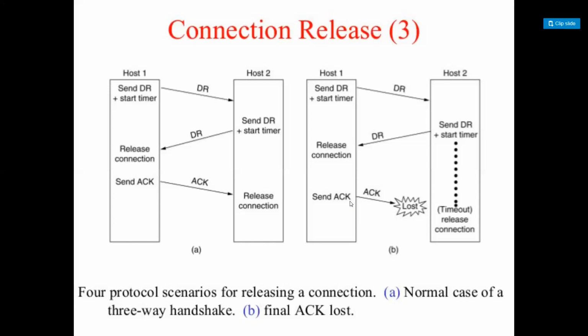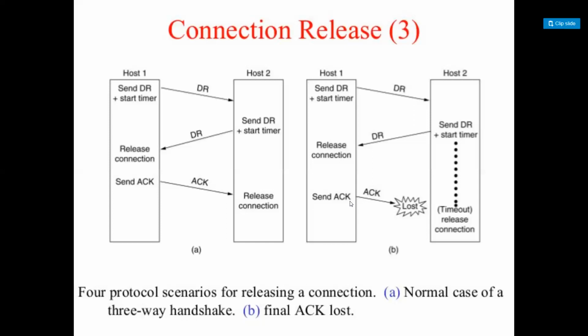This diagram is for releasing a connection. It is a three-step method. First, host 1 sends a DR, disconnection request, to host 2. After receiving the DR from host 1, host 2 needs to acknowledge it. Host 2 also sends a DR to host 1. For the host 2 DR, host 1 needs to send an acknowledgement. Finally, the connection will be released after three steps. This is the normal scenario, the three-way handshake method.